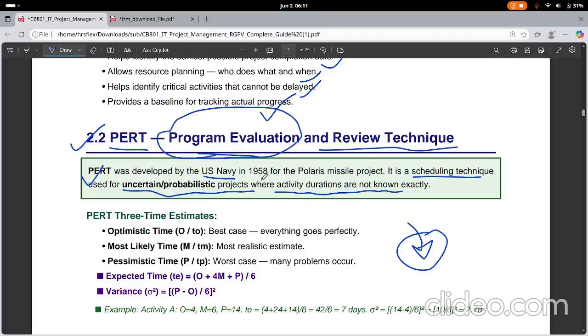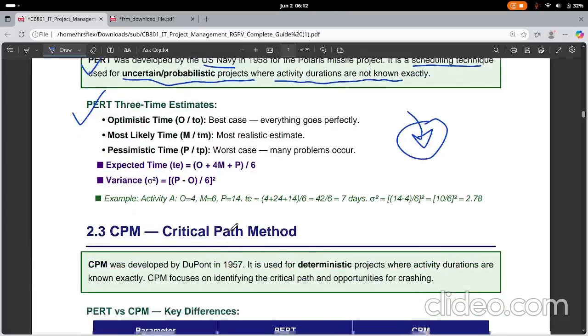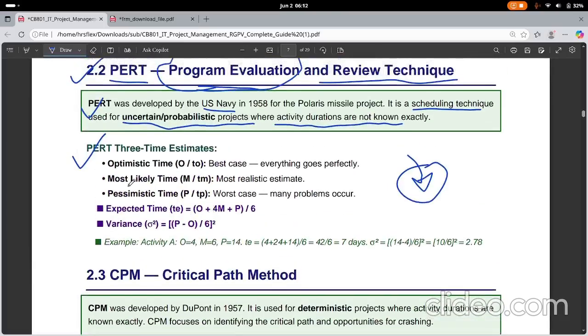Many times, if you are a project manager going to manage a project, you don't know how much time every step in the project will require. In that case, you are going to implement the PERT strategy. So what is the PERT strategy? PERT contains three estimations. The first is optimistic time, the second is most likely time, and the third is pessimistic time.